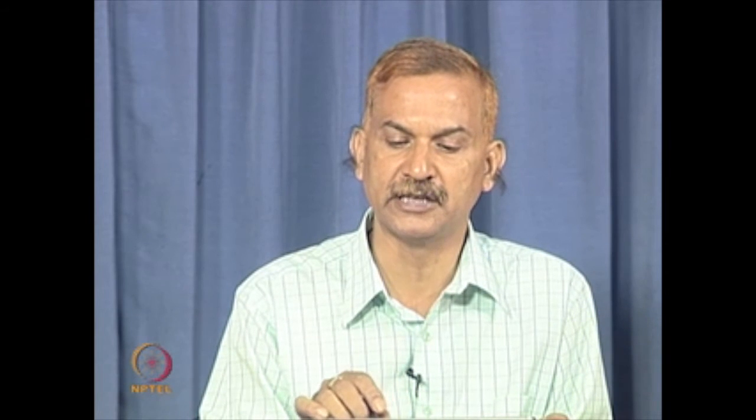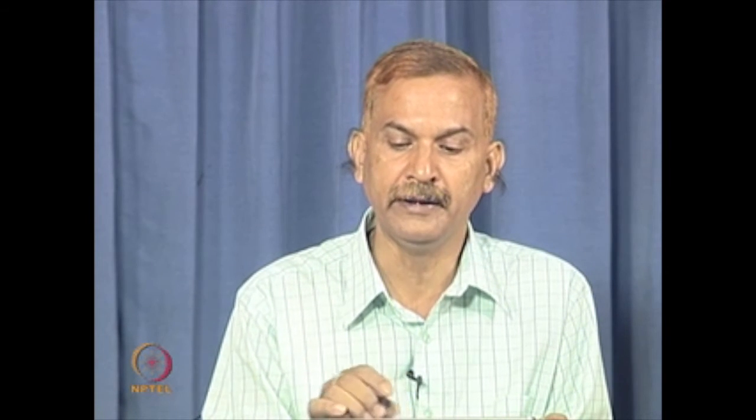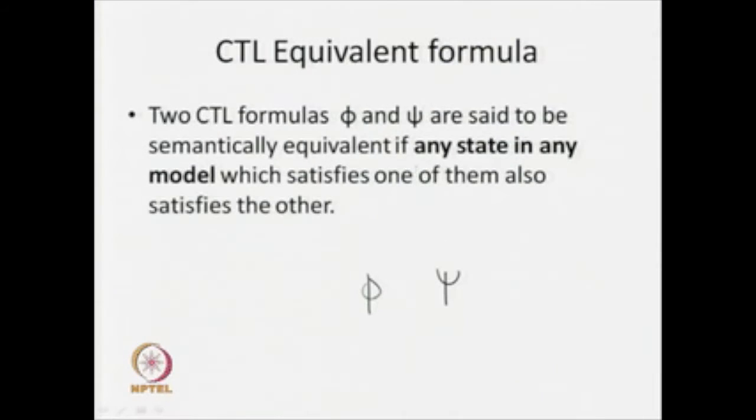Like that, now we have to see when we say two formulas in CTL are equivalent. So, what is the notion of equivalent formulas in CTL? We are going to consider two CTL formulas phi and psi. The truth values of these two formulas will be defined with respect to models. We say that these two CTL formulas phi and psi are semantically equivalent if any state in any model, and this is important, any state in any model which satisfies one of them also satisfies the other.